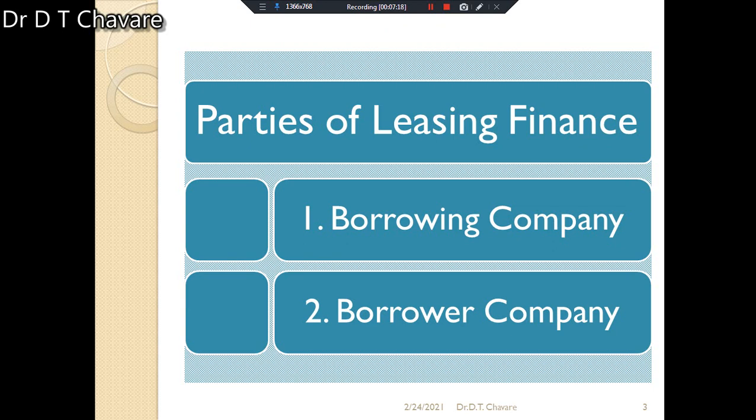We have to understand now, what are the prospects and problems of leasing in India? Now, what is the situation of leasing in India? That situation also we have to study here. It means what is the position of leasing, what is the situation of leasing finance, how leasing finance is working in India, all such things we have to understand here.